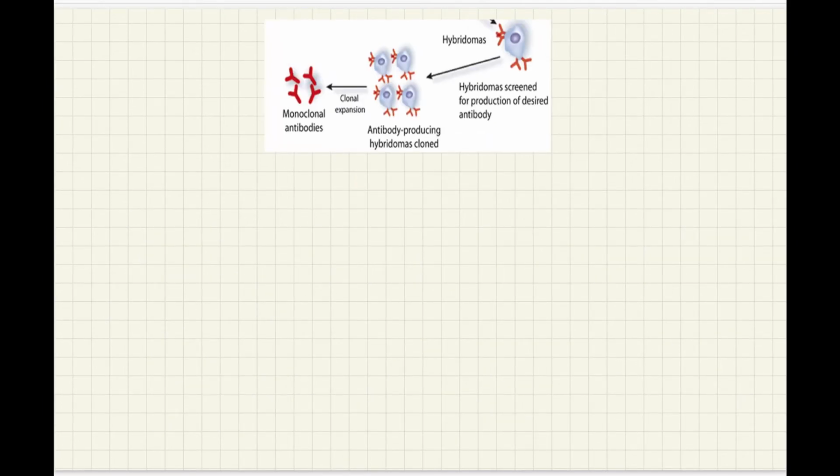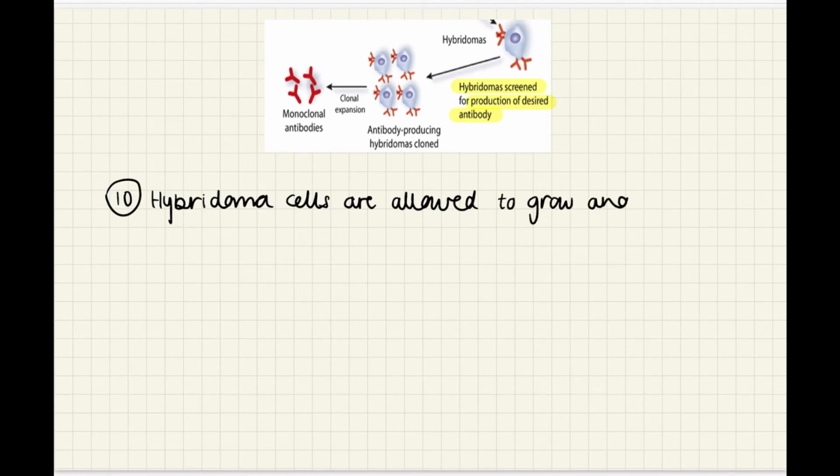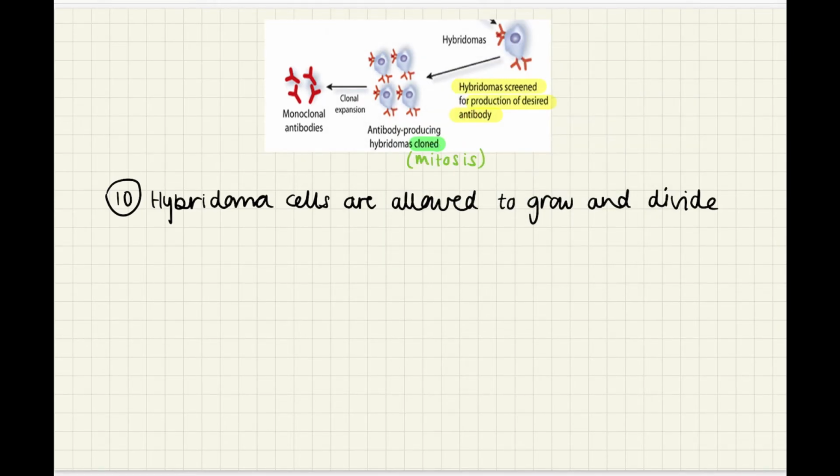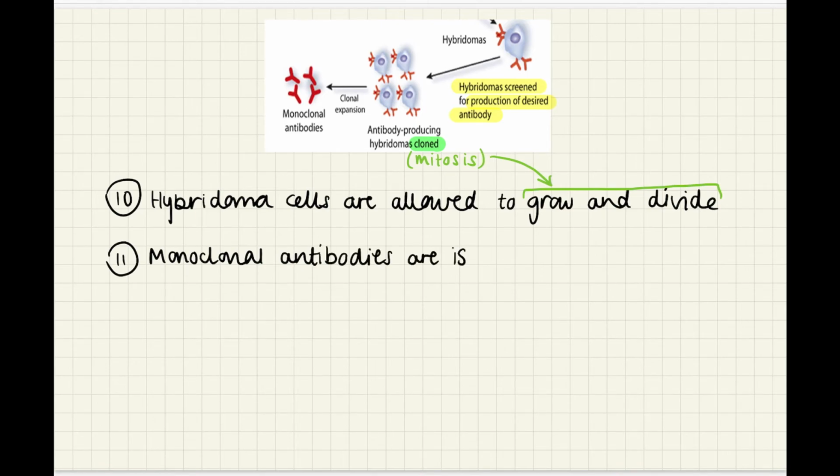Now these hybridoma cells have been created, they get screened, they just get checked to make sure they're producing the antibody that we want them to. So checking that that antibody is specific to the antigen which we first injected the mouse with. Then antibody producing hybridomas are cloned, that's what it says in the diagram. So the hybridoma cells are just allowed to grow and divide, and they grow and divide by mitosis. The outcome of mitosis are identical daughter cells, and as they're identical, they are essentially clones. And then monoclonal antibodies produced by these hybridomas are isolated, ready to be used.